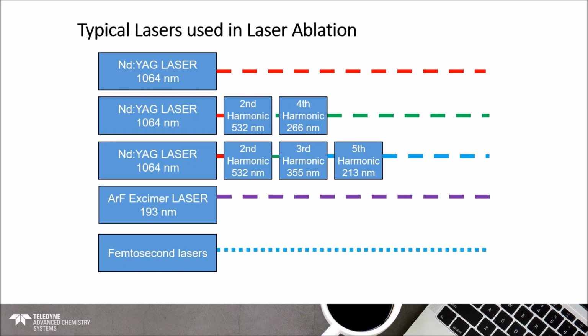It's a neodymium YAG laser. The way that that works is it starts as a 1064 nanometer beam, and then that beam passes through a series of harmonic crystals. And depending upon which crystals are used in what order, we're able to change the wavelength of that beam. And you'll see by using a second, third, and fifth harmonic crystal, we're able to change that 1064 down to the 213 that we offer commercially.